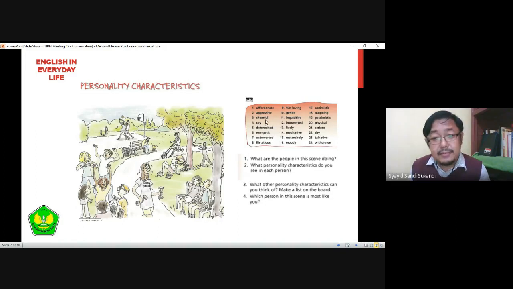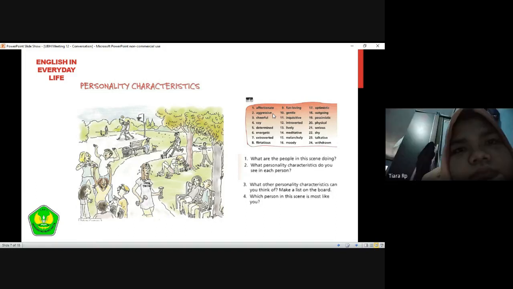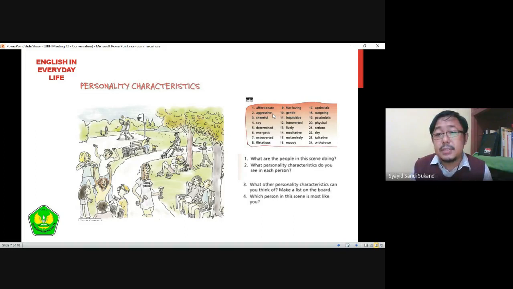And then aggressive, tapi aggressive ini maknanya cukup negatif. It's negative. Aggressive ini hampir sama dengan radical, sama dengan itu. Tapi kata radical can be positive, can be negative, depending on the context how you use it. See, that's aggressive. If you say aggressive friendship, what does it mean? Aggressive friendship. It's a positive. It's aggressive friendship. It means that your friend doesn't want to be far away from you.